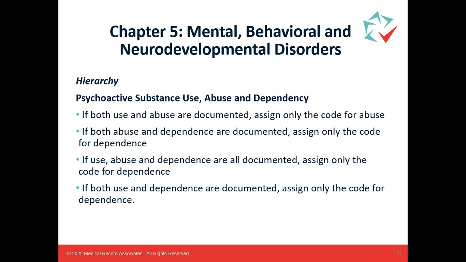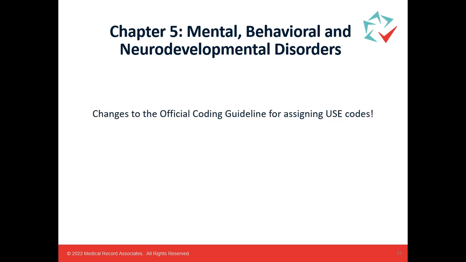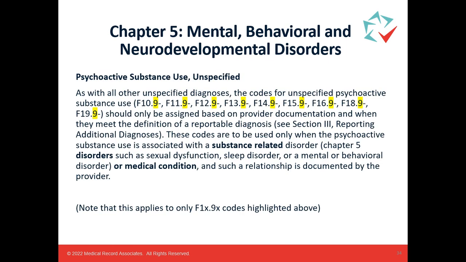So of course you can see the hierarchy is that use is at the bottom of the ladder. And then we have abuse, which is a little more severe. And then dependence is the most severe. So when you've got multiple different types of documentation on the use, abuse, or dependence, you're always going to go with the most severe, dependence being the most severe. And there were some changes to the official coding guidelines for assigning use. This was a change in 2022, but it was effective last October of last year, but it's still a change that needs to be reviewed for 2023.